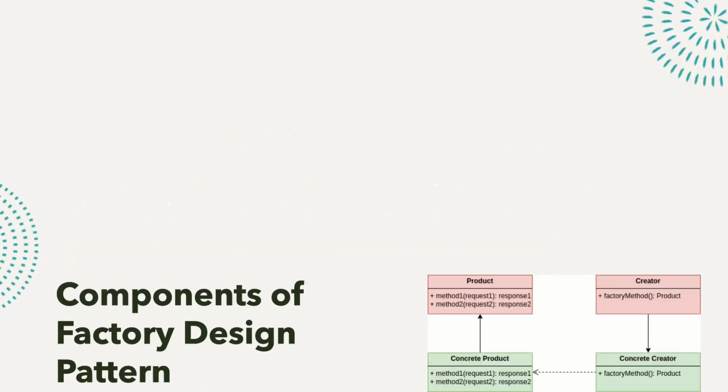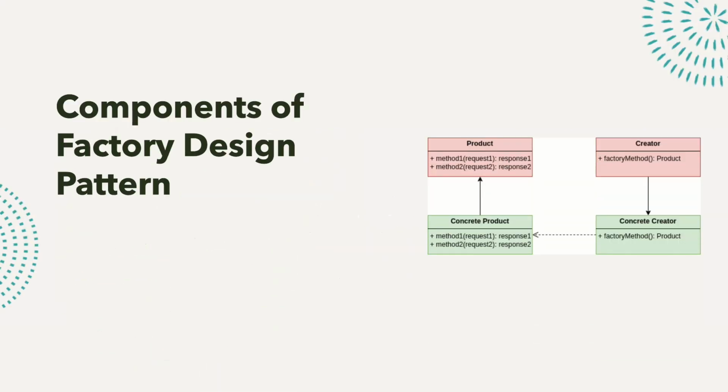Let's break it down into its core components. At the heart of the factory design pattern are four key elements. Product. This defines the interface for objects that the factory method creates. It specifies the standard structure and behavior that all concrete product objects must adhere to.